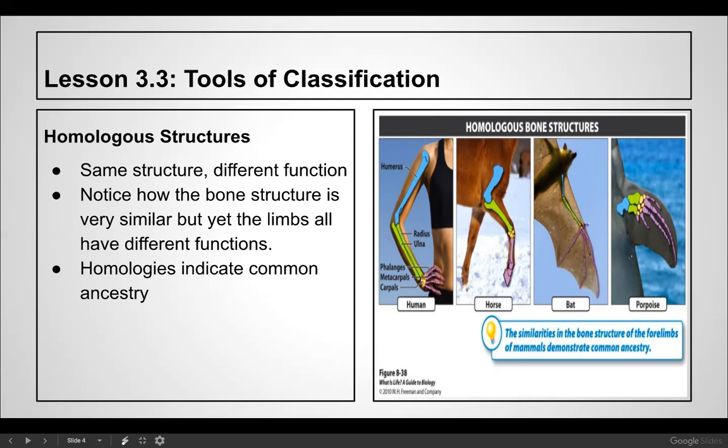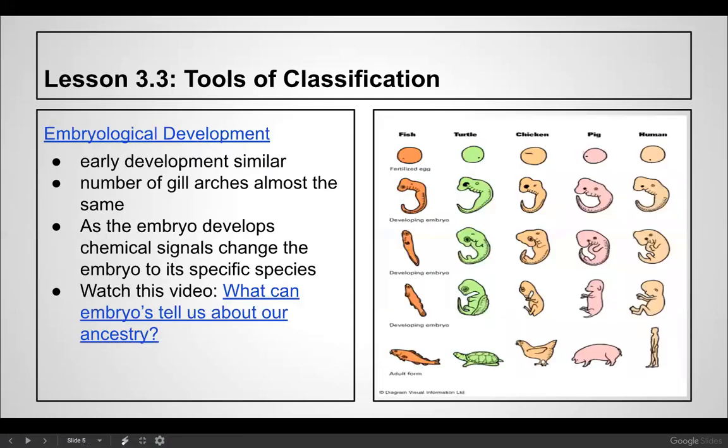All right, so our fingers versus the metacarpals and carpals of the human versus the bat or the horse, very different, and even the porpoise. But then anyway, they show a little bit of common ancestry. We look at another tool, embryological development.